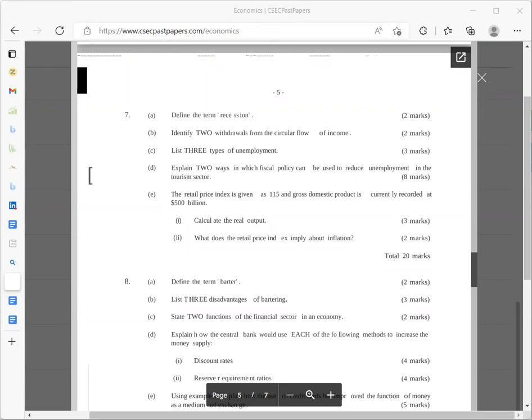It's a temporary economic decline. So yeah, for 2 consecutive quarters. Name 2 withdrawals from the circular flow of income. What are 2 withdrawals from the circular flow of income?